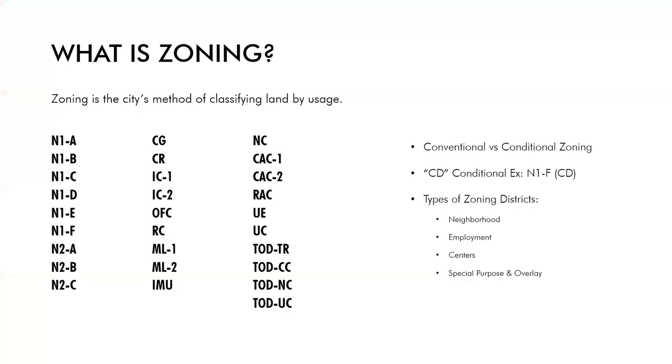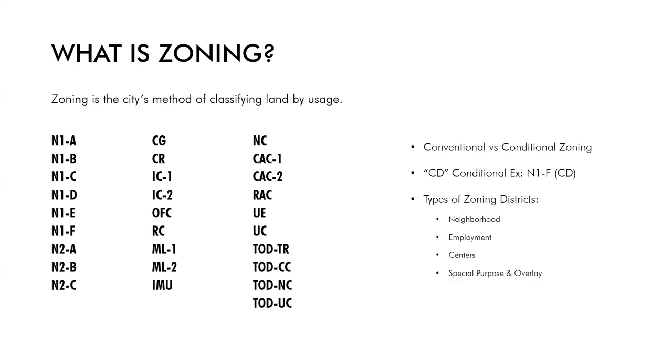Okay, some background information. What is zoning? Why are we having a community meeting? What are the types of rezonings? So zoning is the city's method of classifying land by usage. It promotes development in a smart and reliable fashion. The chart on your screen shows current zoning districts in the City of Charlotte's Unified Development Ordinance, starting with N1A, which is the least intensive development zoning district, all the way up to TODs, which are transit-oriented developments, which allow very high density, very intensive uses.